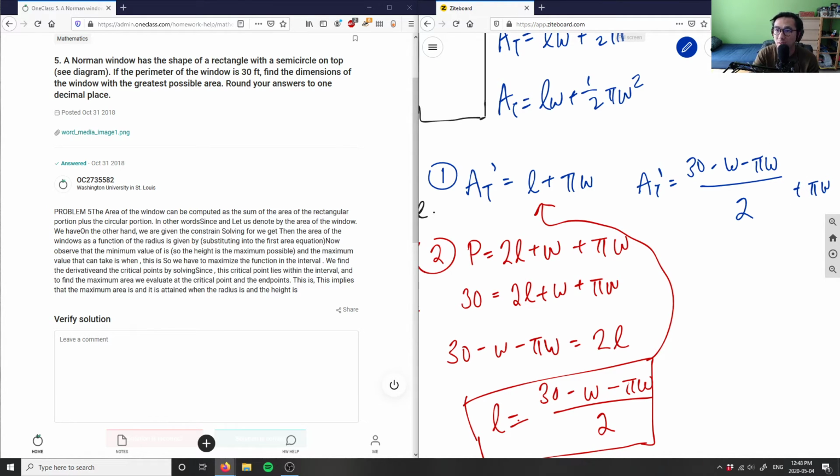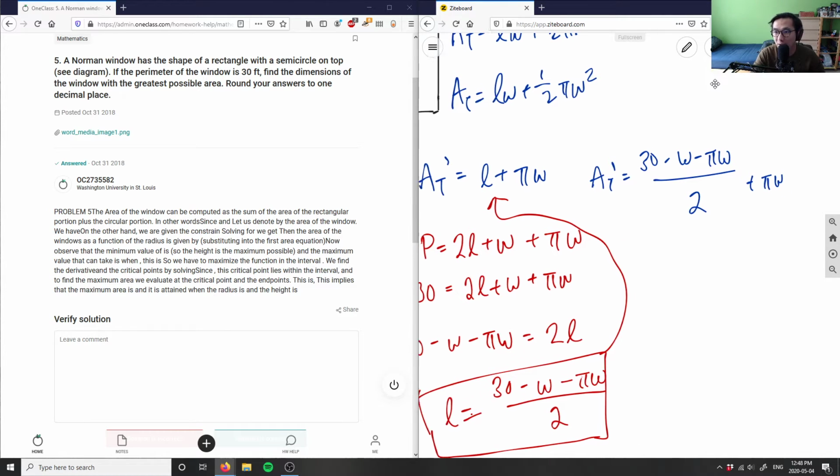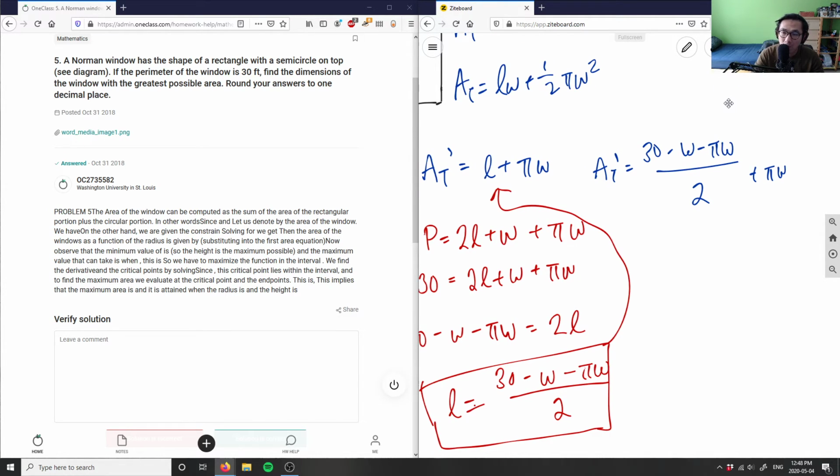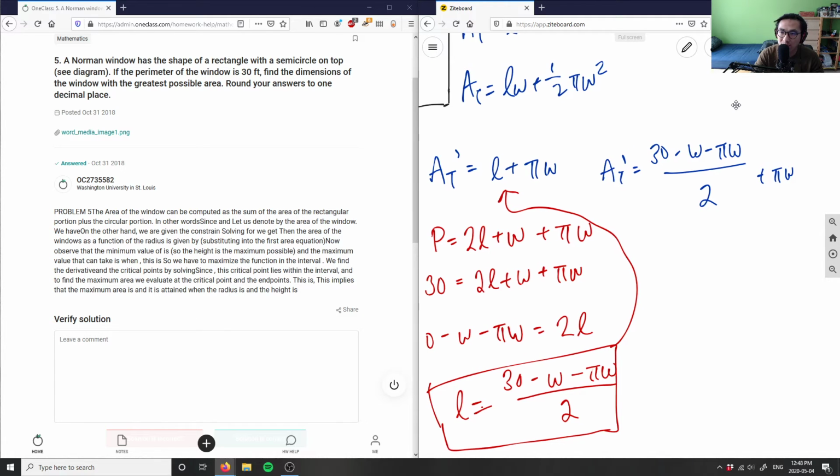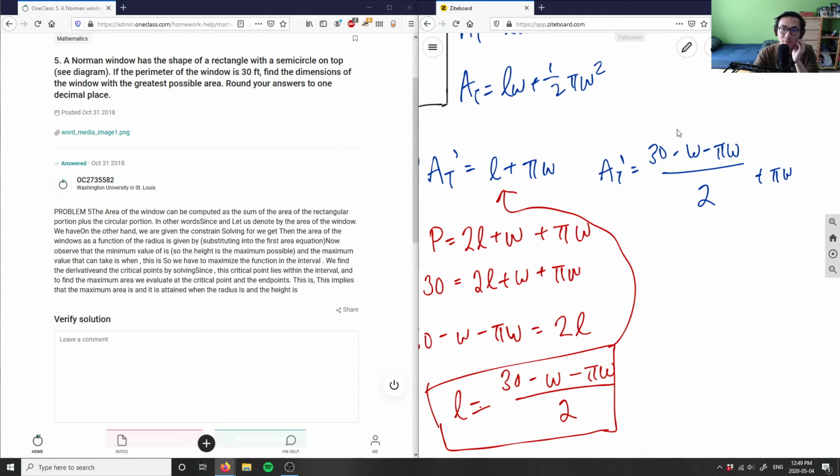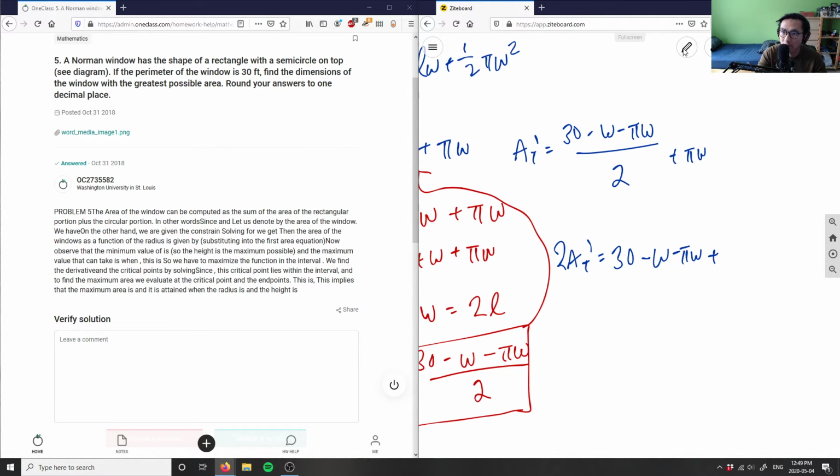And then what I can do is simplify this equation. Let me just think about how I would simplify this equation. I can get rid of this 2 by multiplying this entire term by 2, and the area by 2 as well. So this is now 2A prime equals 30 minus w minus pi w plus 2 pi w, right? Because I have to multiply this side by 2.